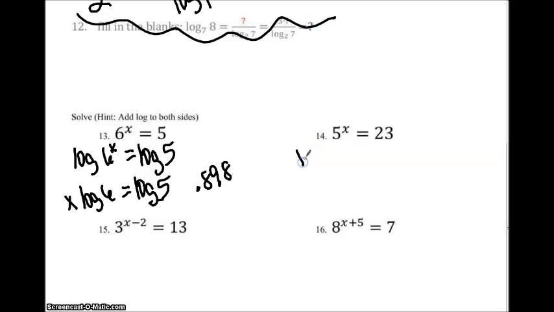So log 5 closed divided by log 6, and you have approximately 0.898. Number 14 becomes, I'm going to go ahead and skip a step. It's okay if you can do this. X is going to come to the front. X log 5 is equal to log 23. I did the first 2 steps in one. So then you're going to say log 23 closed divided by log 5, and you get 1.95.